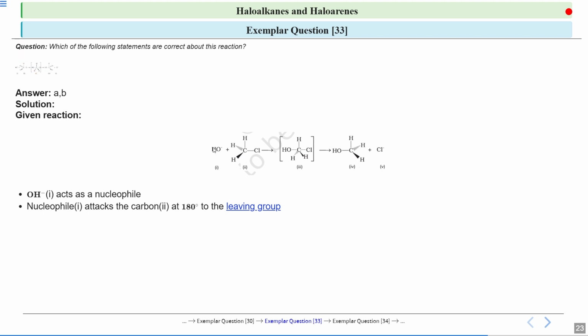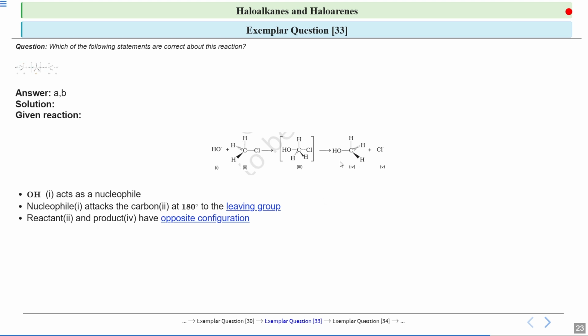Okay, 180 degree means from the opposite side of the carbon-chlorine bond. So the nucleophile attacks the carbon present in the second compound at 180 degree to the leaving group. You can see in the third, that is the transition state, that the bond angle between the OH, carbon, Cl is 180 degree, right? That's why we are writing that the nucleophile attacks the carbon in the second at 180 degree to the leaving group.